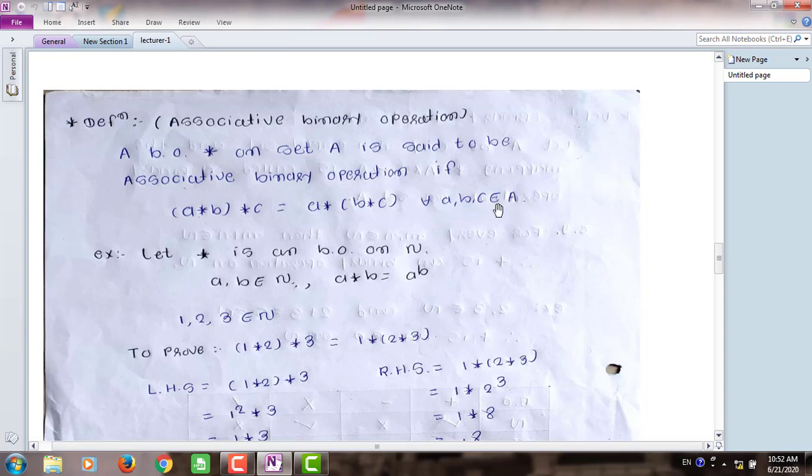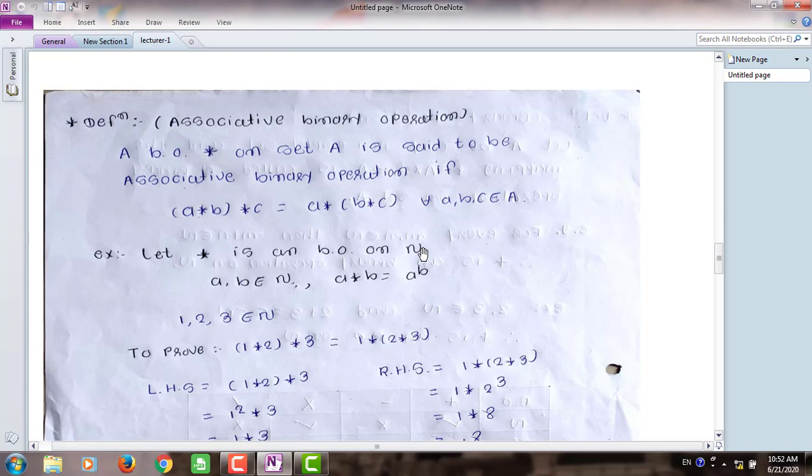the set A. Okay? A binary operation star on set A is said to be an associative binary operation if A star B star C is equal to A star B star C, where every A, B, C belongs to set A. Then star is an associative binary operation on set A. For example, let star be a binary operation on natural numbers.